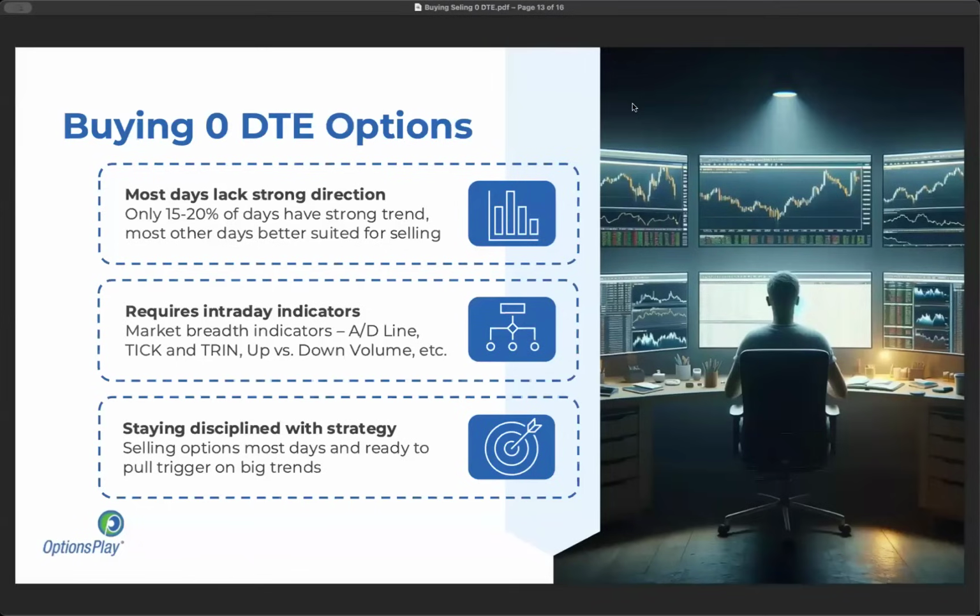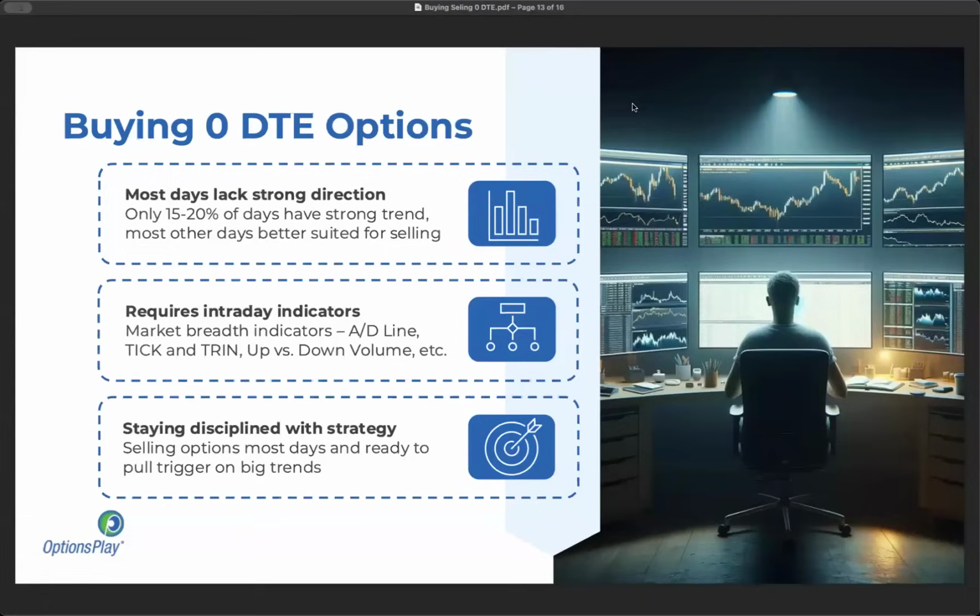So if you're going to be buying shorter dated options, you only want to buy them when you expect the stock to make a big move in a short amount of time. I've hosted separate webinars on the different indicators that we use to try to gauge when those days are going to happen. Like I said, they only happen about 15% of the days. So this is a strategy that you have to be incredibly patient for, where 8 to 9 out of 10 days that you're trying to buy a short dated option, you're going to end up walking away not buying anything.